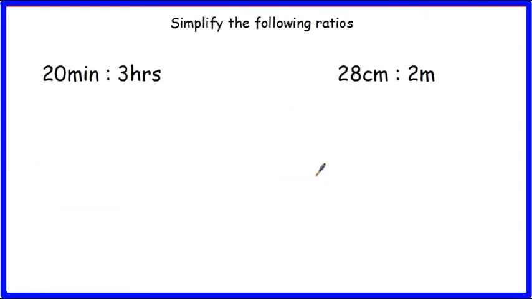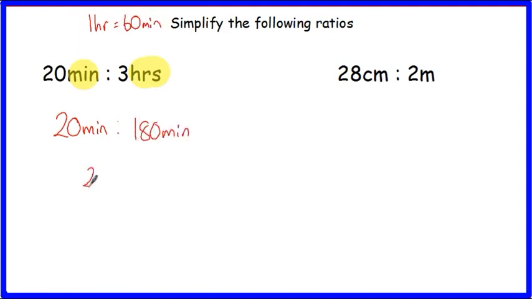Now, you're often given these questions where you've got different units. So here I have minutes and I have hours, and that can be a problem. Just write them in the same. So 20 minutes to an hour is equal to 60 minutes. So that's 180 minutes. Now, once you've got them like that, it's 20 to 180. Divide by 10 straight away. That gets me down.